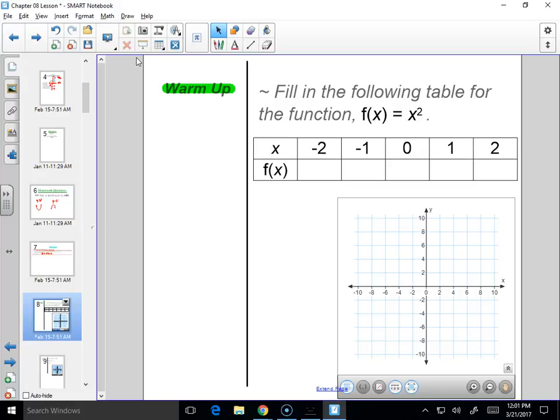Homework, pass to me, as you guys work on your warm-up. Thank you. The homework I collect tomorrow better have tables and graphs on it.